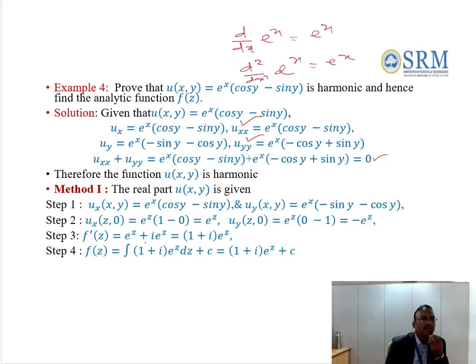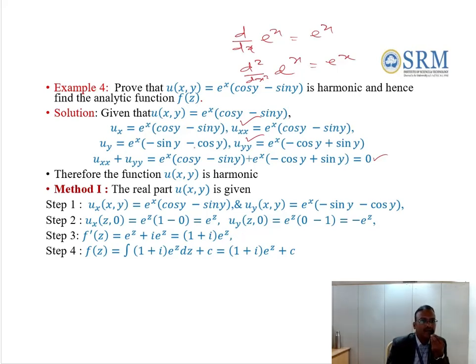So what is the Milne-Thomson method? One says that if the real part u is given, then compute ux, uy, and then replace x equal to z and y equal to 0 wherever x is there and wherever y is there. Okay. Then you redefine f dash of z equal to ux of (z, 0) minus i into uy of (z, 0), then integrate it. Okay.